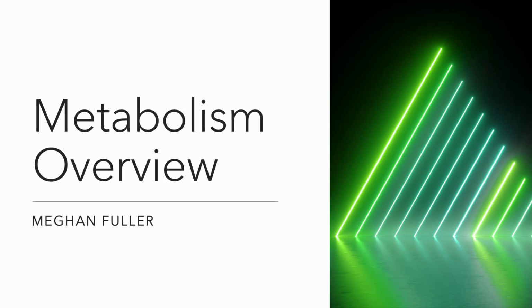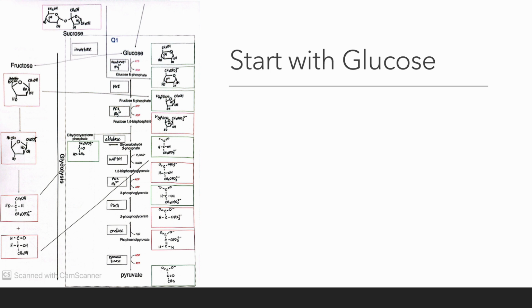This is a presentation about the overview of metabolism. So first things first, we want to start with glucose, which is a basic sugar. And through a series of reactions in glycolysis, we go through glucose 6-phosphate, fructose 6-phosphate, so on and so forth, and end up with pyruvate.